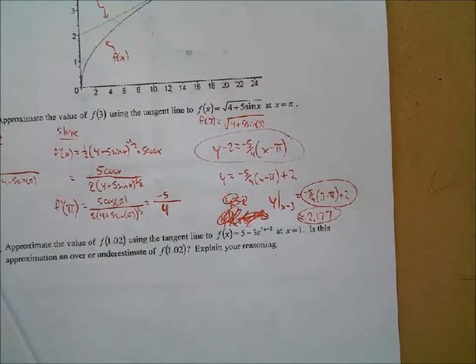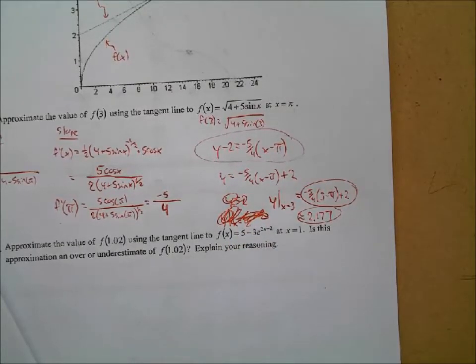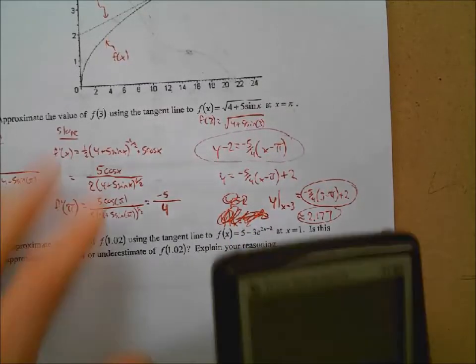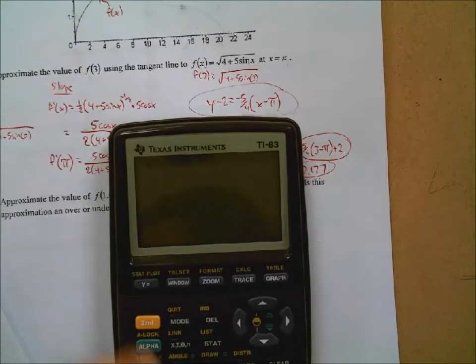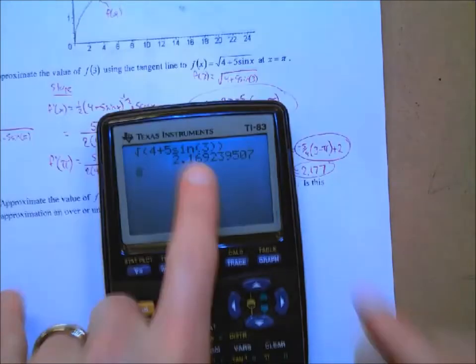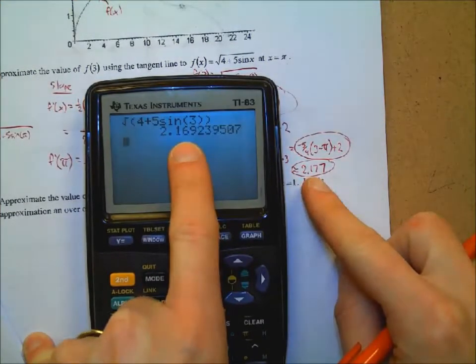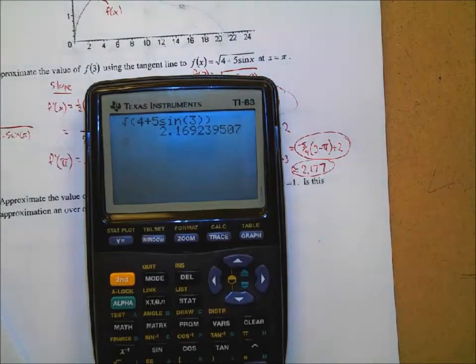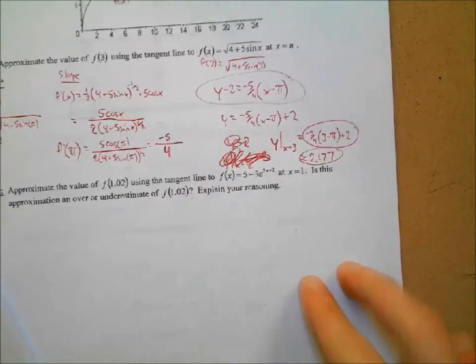And in fact, if we type this into our calculator, let me just make sure I'm in radian mode. If we actually type in f of 3, the square root of 4 plus 5 sine of 3, we get about 2.169, which is close to that 2.177, pretty close. Off by about 1/100. So that's the idea there.